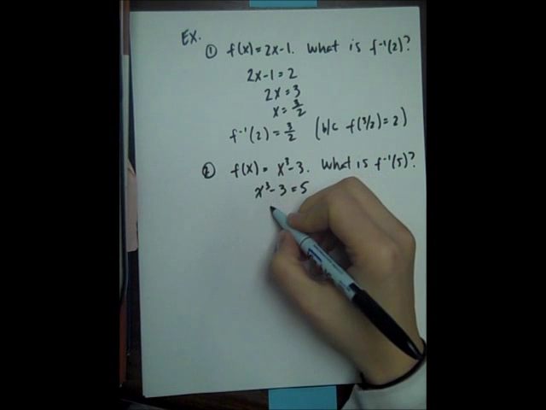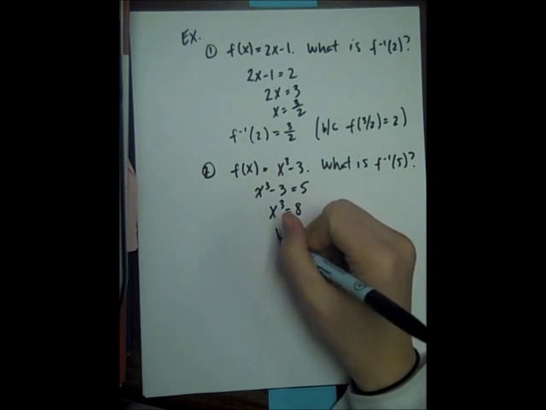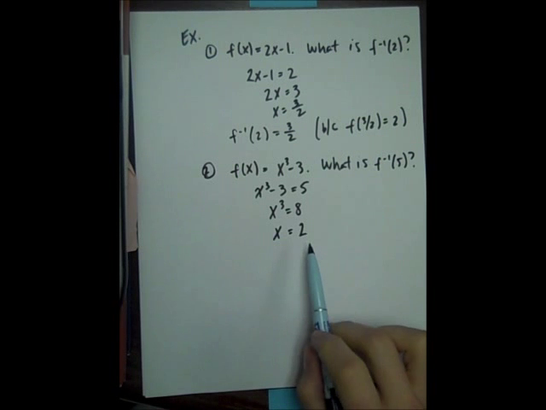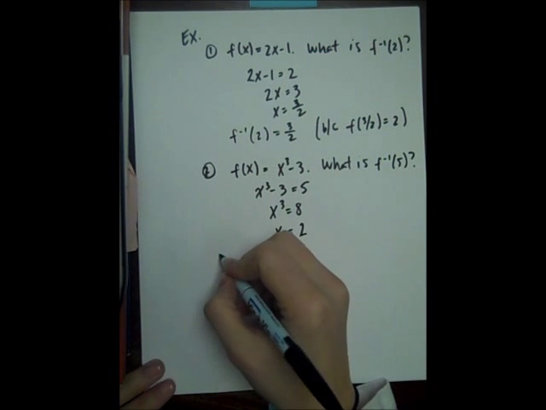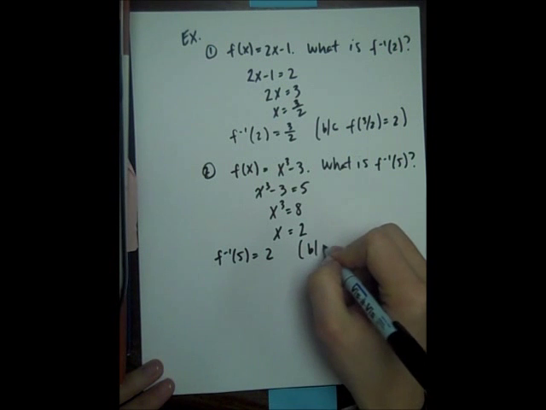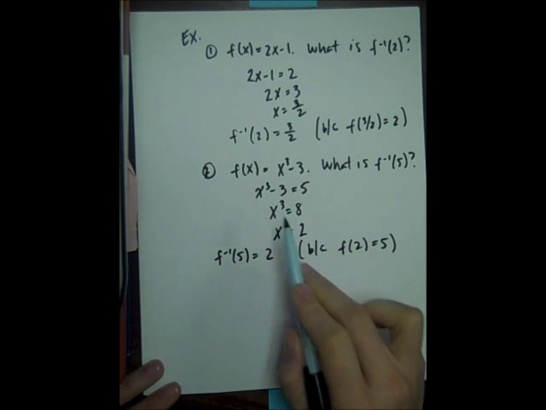I'll add 3 to both sides. x cubed is 8. Take the cube root. How many cube roots are there? Well, 3 is an odd number, so whenever I have an odd power and I'm taking the root, there's only 1. So x has to be 2. The only time you have 2 answers is when you have an even root. So that tells me that f inverse of 5 is 2. And this is because f of 2 was 5. This is what we just solved for.